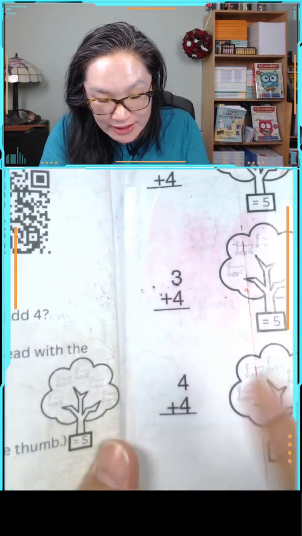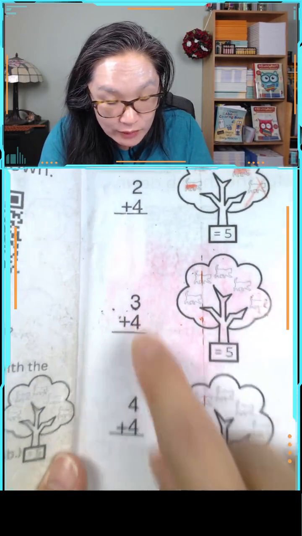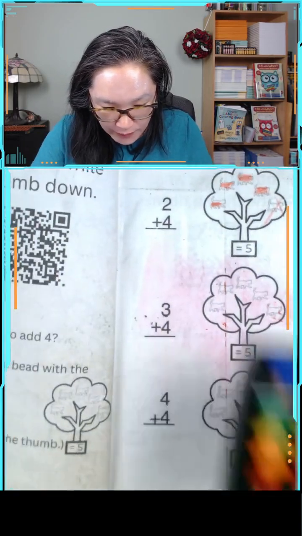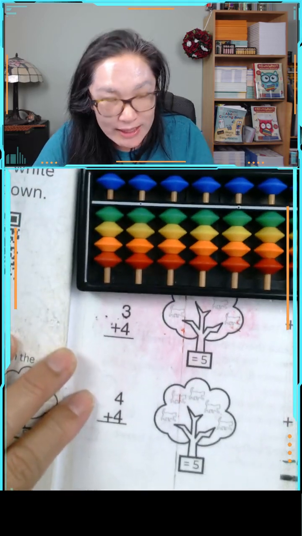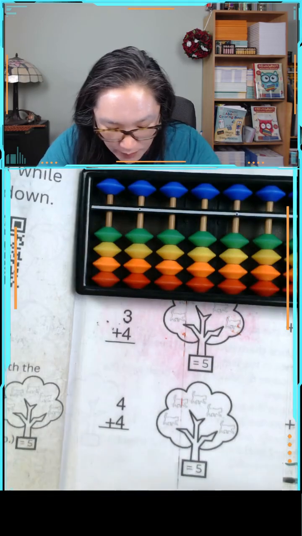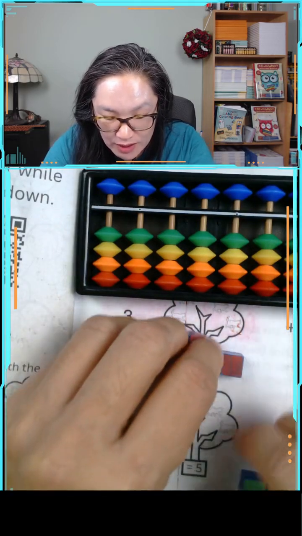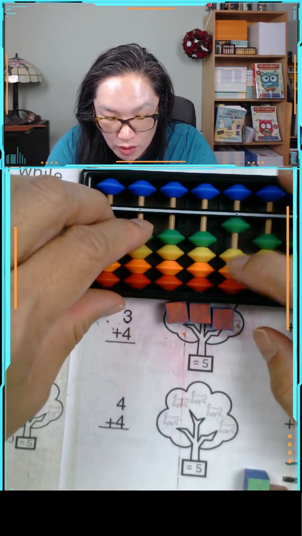So we did this one first. Our next one is this one. Let's do 3 plus 4. Why are we doing it again? We're doing it again because we want to make it understandable and make it automatic, because this is one of the core concepts that we have.